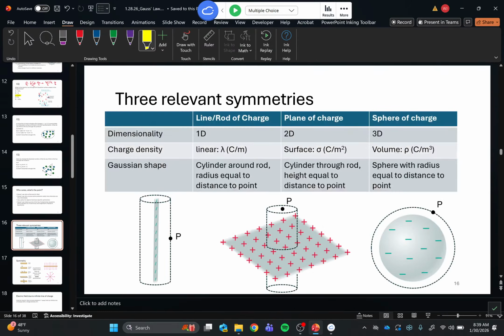So here are the 3 scenarios. A line or rod of charge, we can use Gauss's law for that. A 2D plane of charge, so you have a piece of paper. And a sphere, or even a hollow sphere of charge. These are the 3 scenarios: a line, a plane, a sphere.